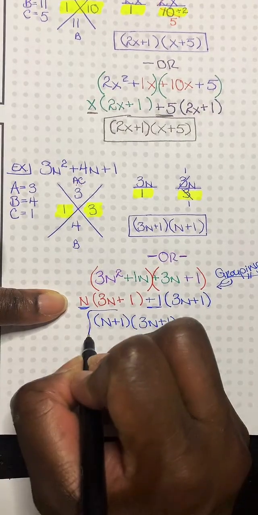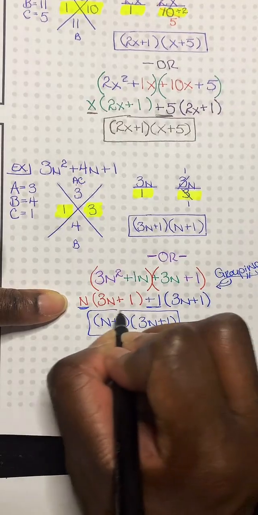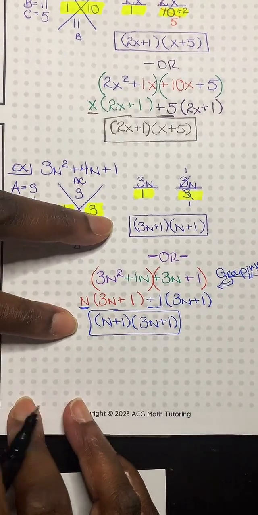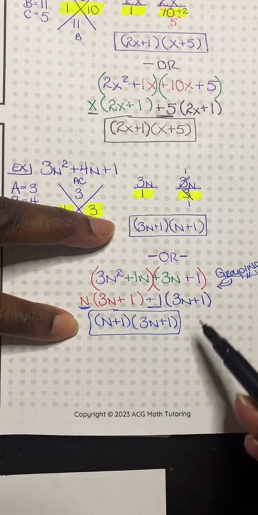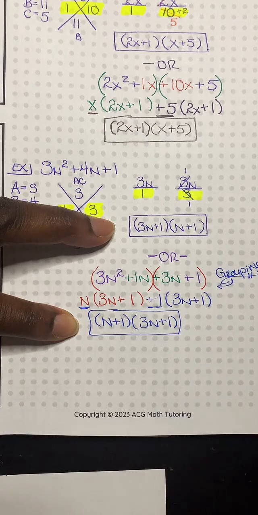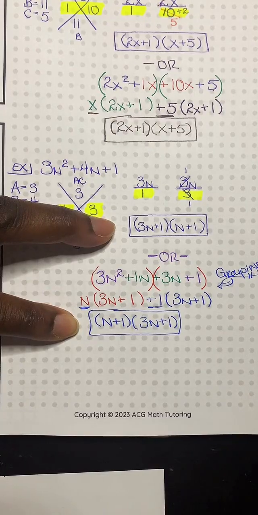And then guess what? You get the same exact answer. Either you do it with the fraction or you do it by grouping. So you have choices, guys.